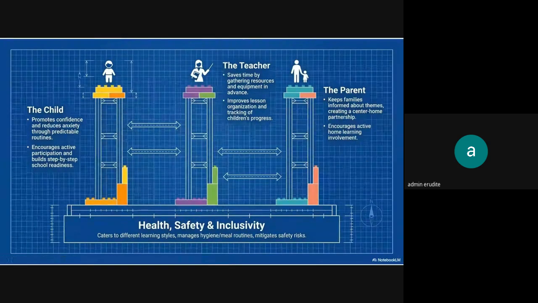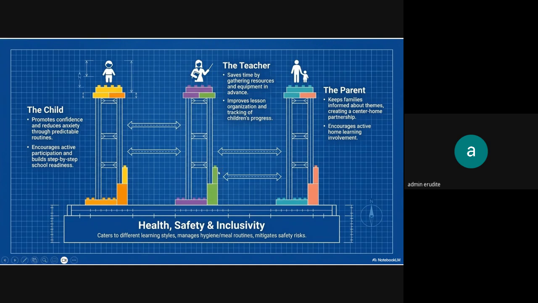So this is the three pillars of teaching. It's the value of a weekly planner. When you are writing a weekly planner, you can always add these points to help the child to benefit. So looking at the first pillar, the child: promote confidence, independence through routine, reduce anxiety because the child knows what to do, support school readiness skills. That is a very important skill for going to grade one.